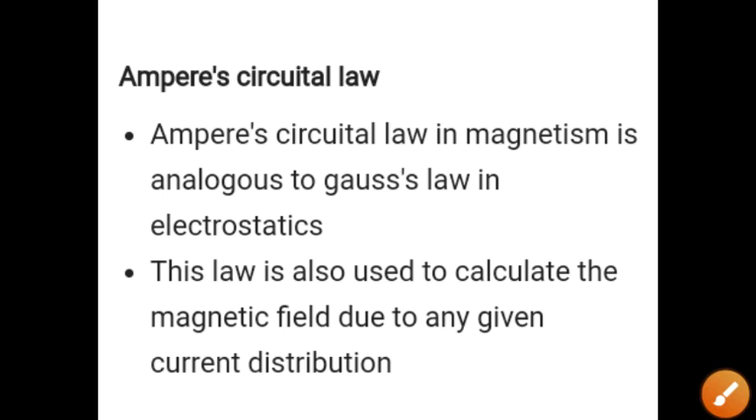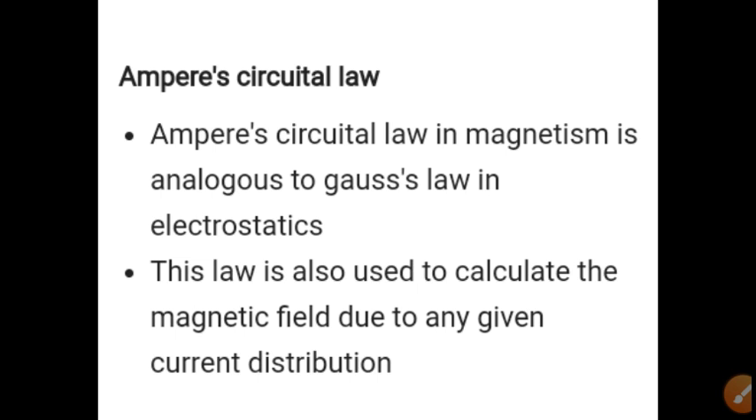We are going to discuss Ampere's circuital law. Ampere's circuital law in magnetism is analogous to Gauss's law in electrostatics. We have studied Gauss's law in electrostatics in the first chapter, and this one is used in Ampere's, that is magnetism, and both are analogous to each other.